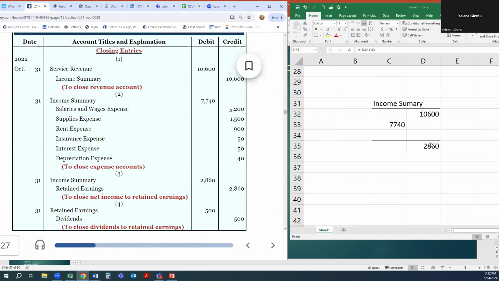Now we're going to close income summary, okay? And it seems goofy. Why would we do that? It's just to create an audit trail. So now we're debiting income summary and we're putting those dollars into retained earnings. And you guys did this, and now the ending balance here is 0, right? And then the last step is to close the dividends directly to retained earnings.